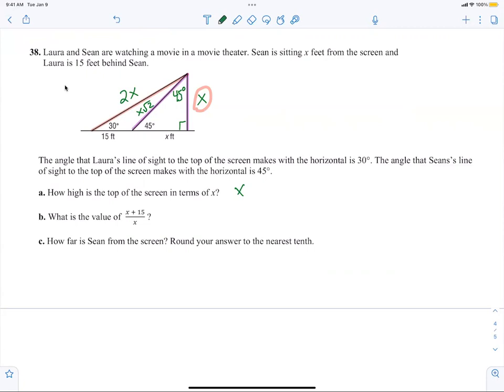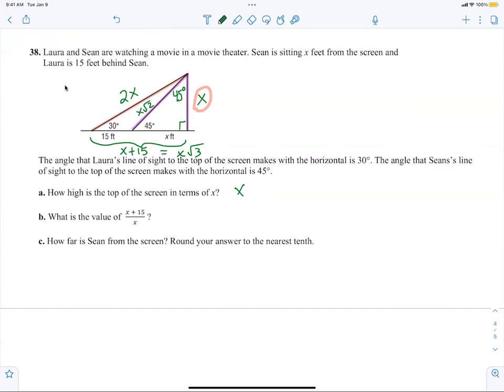Okay, so now, what is this length right here? Anybody tell me what that length is going to be? X plus 15. That is X plus 15. Now, this is hard, okay? What could that also be equal to? X radical 3. You are amazing.